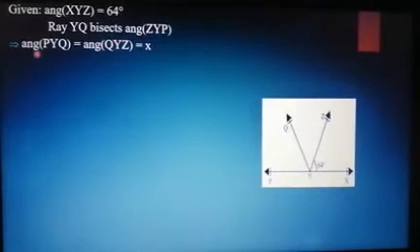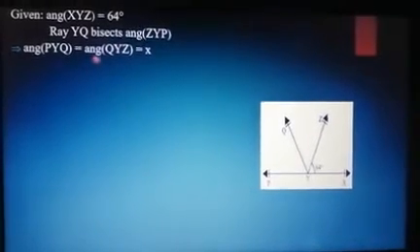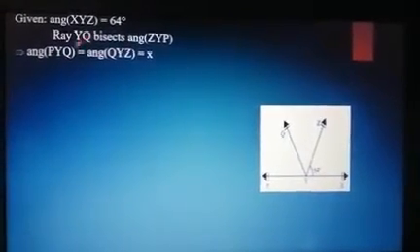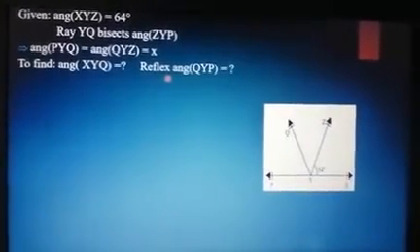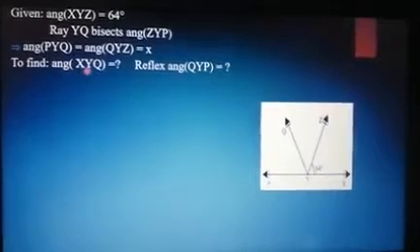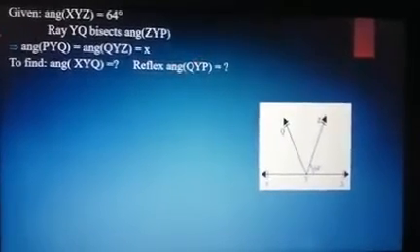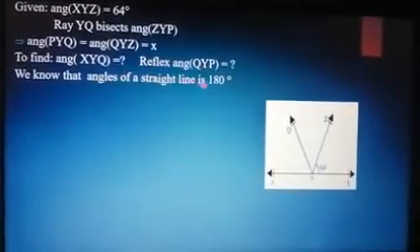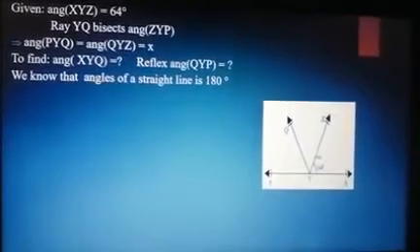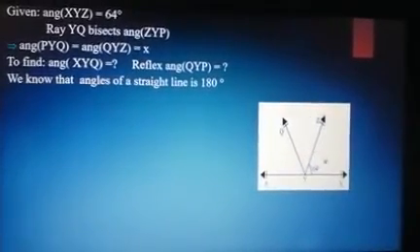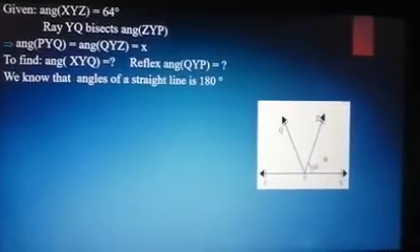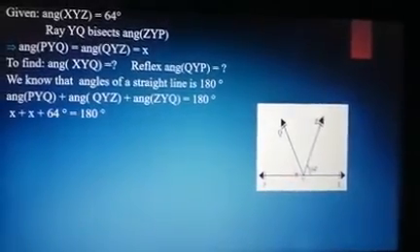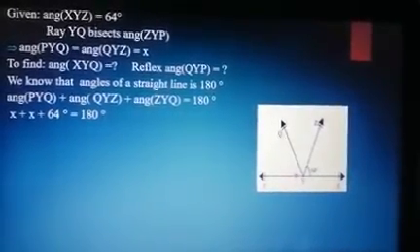So now angle PYQ is equal to angle QYZ, which is equal to x. Just for convenience, I've taken it as x. So in the next step, I should find the reflex angle of XYQ and the reflex angle of QYP. Let me start. We know that the angle of a straight line is 180 degrees, right? So this complete angle is a straight line and it is equal to 180 degrees. So I'm going to take the sum of 64 and x, which is equal to 180 degrees.